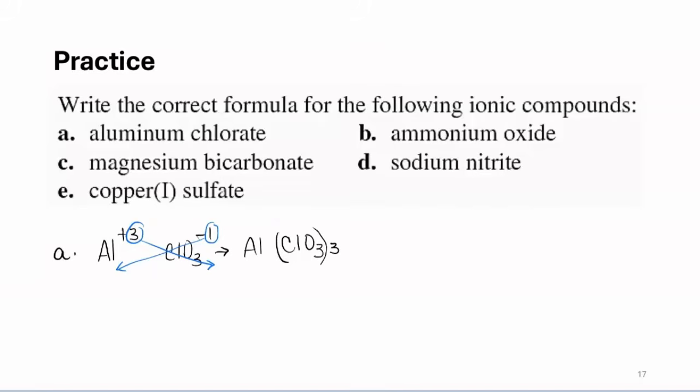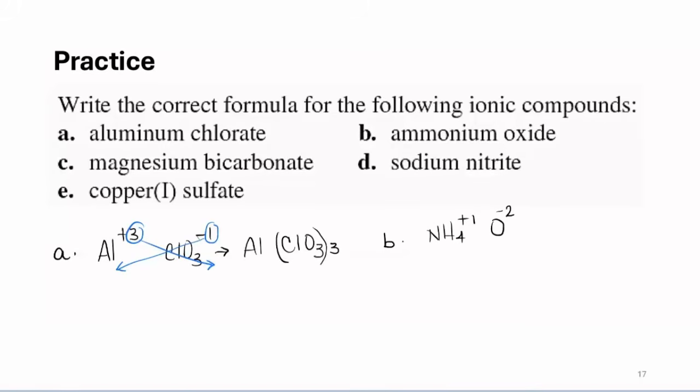Let's look at example B. We have ammonium oxide. Ammonium is NH4, +1, so this is a polyatomic cation. Oxide refers to oxygen, and it has a charge of -2 because it lives in group 6A.